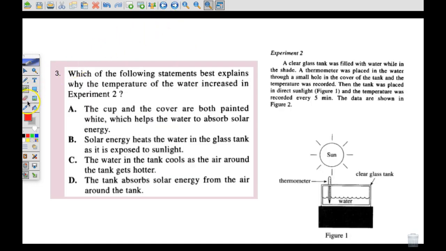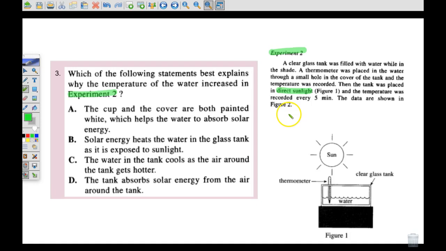Our third question asks, which of the following statements best explains why the temperature of the water increased in experiment 2? So I have to refer back to the synopsis for experiment 2, and after reading it, the tank was held inside until they wanted to start recording the temperature. So when the temperature started being recorded, it was placed into the direct sunlight.